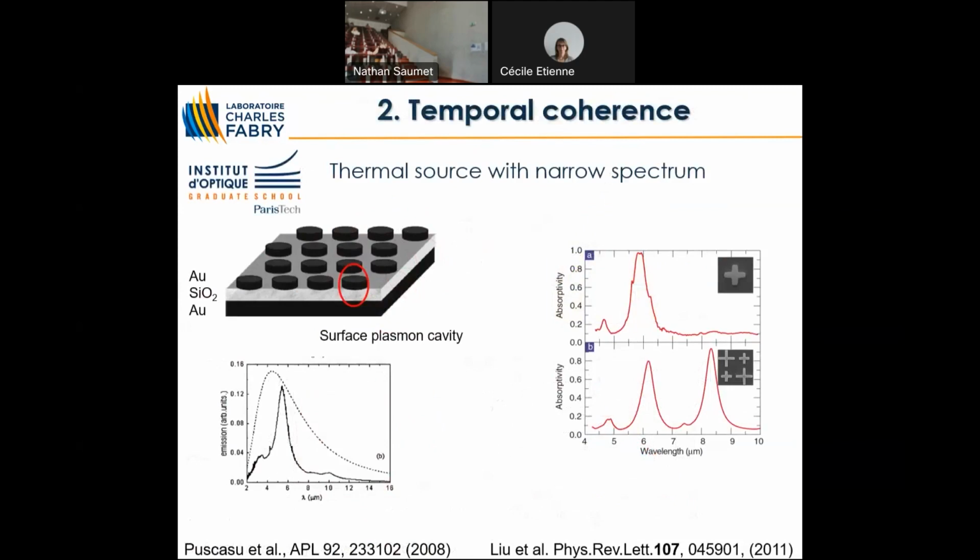So that's the first cross. Thermal emission, spontaneous emission is not spatially coherent, cannot be directional. It can be. And this is by designing properly the interface.